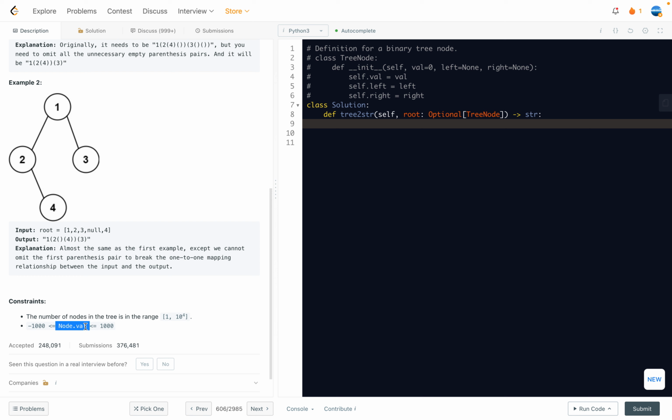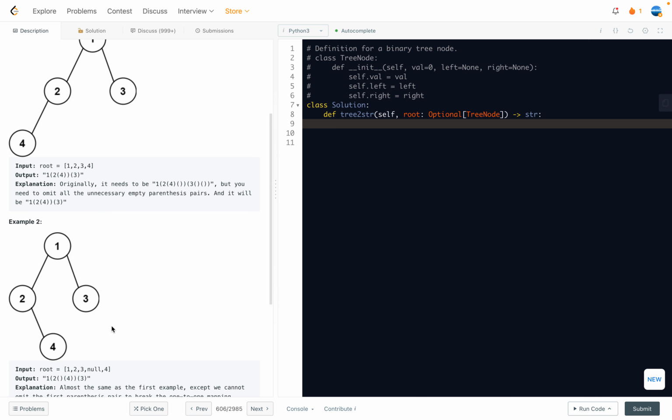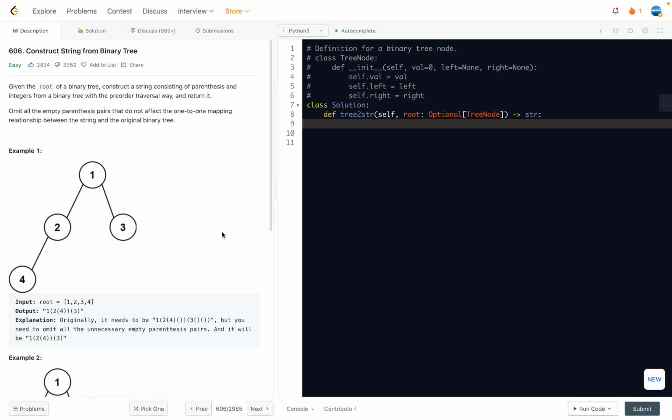This is not that essential for us here. But if you have a lot of nodes, 10 to the power 4, and only this number of possible values, it means that some values must be repeated. This is another point to observe. With that said, we are ready to do the coding.